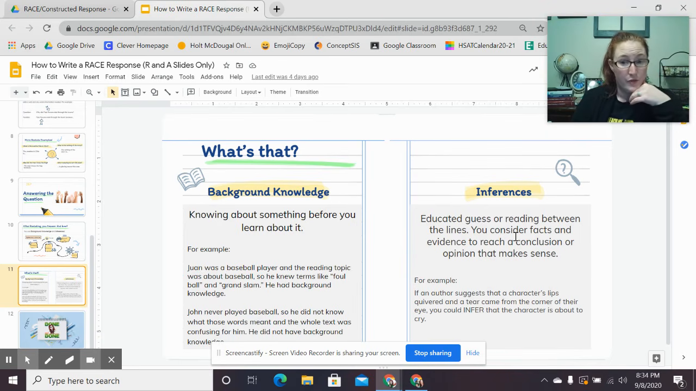Whereas an inference is an educated guess or reading between the lines. You consider facts and evidence to reach a conclusion or opinion that makes sense. So you don't just jump off the handle on something. You use what you know to make a choice. For example, if an author suggests that a character's lips quivered and a tear came from the corner of their eye, you could infer that the character is about to cry.